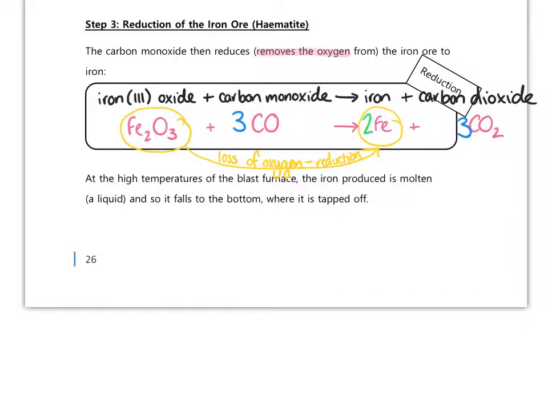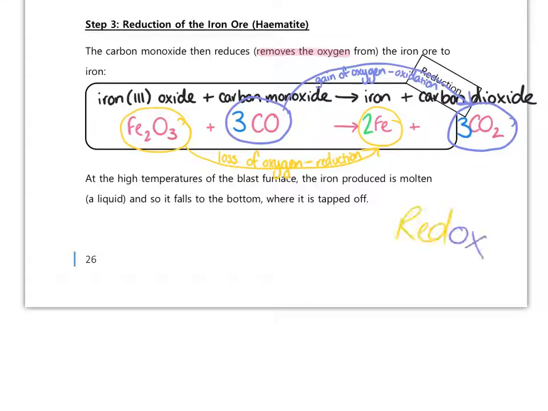But what is happening to our carbon monoxide? Our carbon monoxide is forming carbon dioxide. What is happening to it? It is gaining oxygen, and the gain of oxygen is defined as oxidation. So you've got reduction and oxidation occurring simultaneously in the same reaction. So this is actually called a redox reaction.